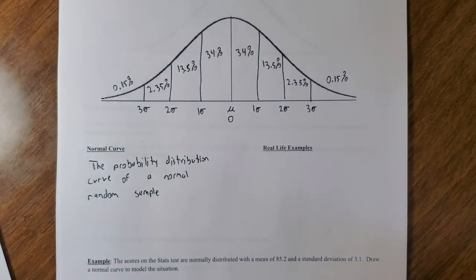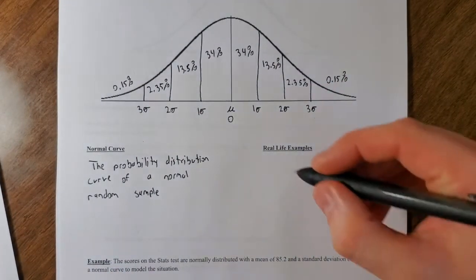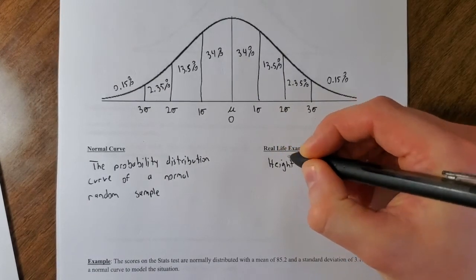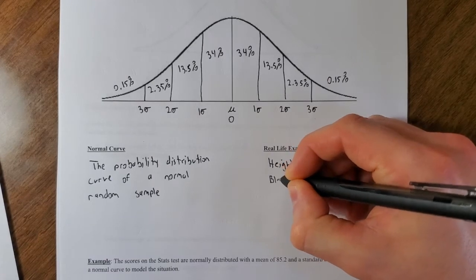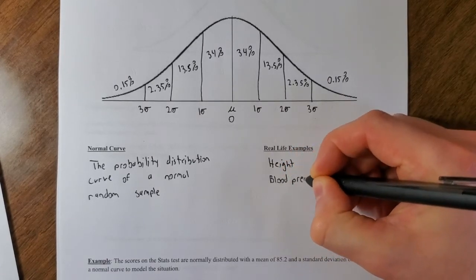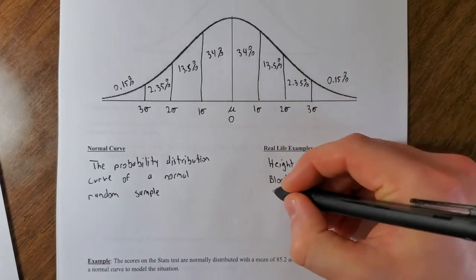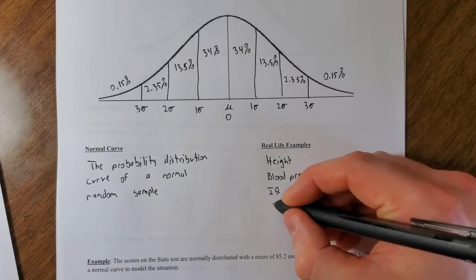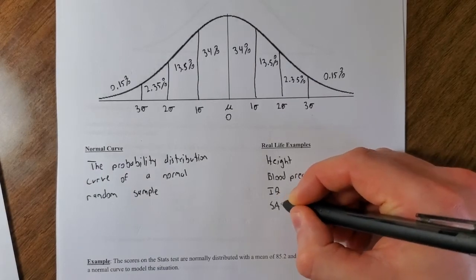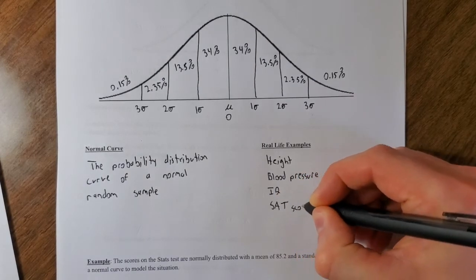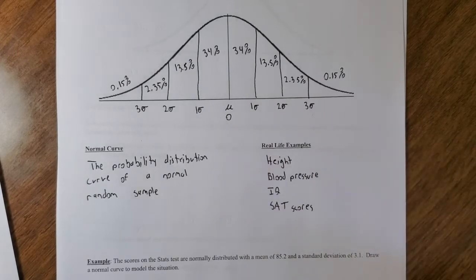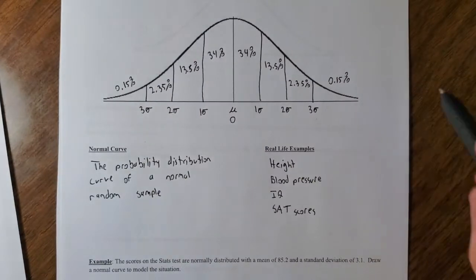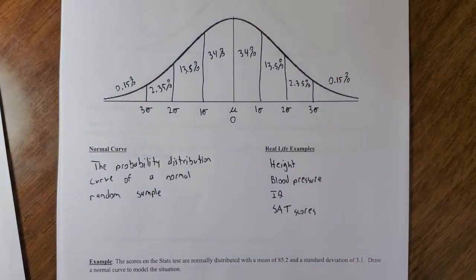And a couple of examples of things that are normally distributed. If we look at a general population, height is normally distributed. So is blood pressure. IQ is also normally distributed. And something a little more familiar, or maybe a lot of you have probably already taken these, SAT scores. Normally distributed. That's just a couple of real-life examples of when this normal distribution and that type of curve pop up in real life.